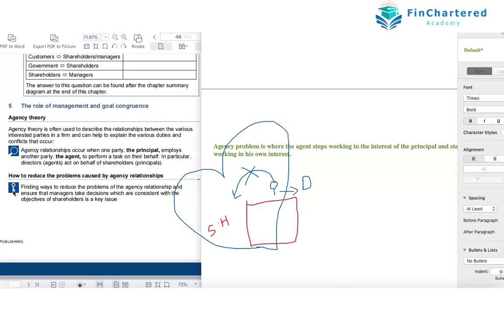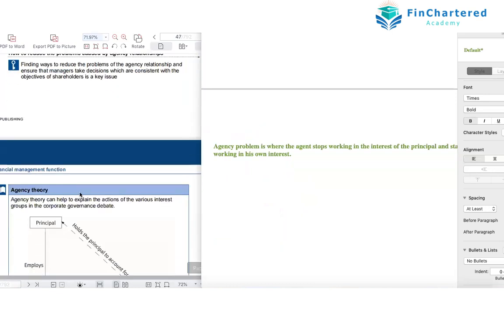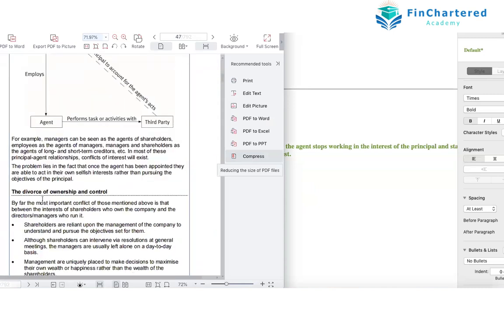Okay, so that is how these examples of my brother and me and Harshika and Meera relate to the textbook. Right? So you see the principal appoints the employee. You can just look at this chart. The principal employs the agent to run the company on behalf of the principal.